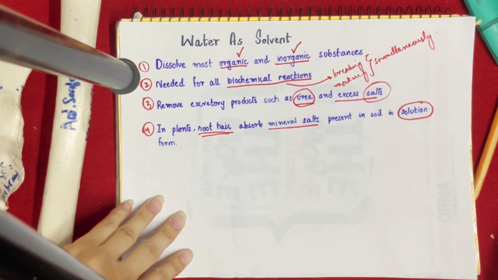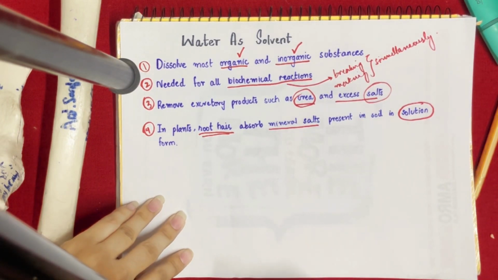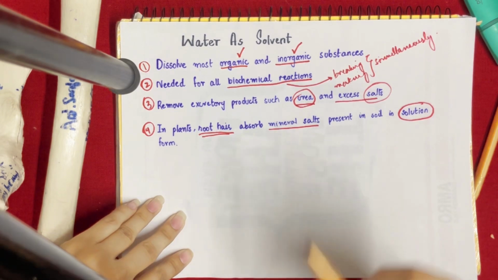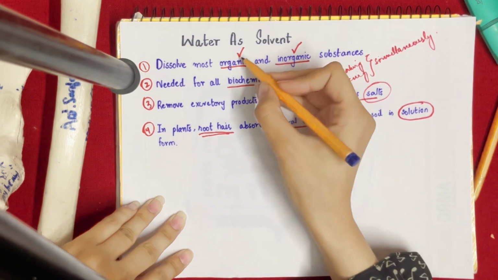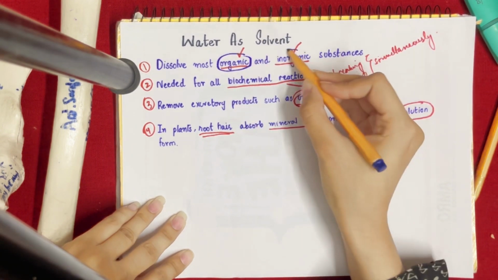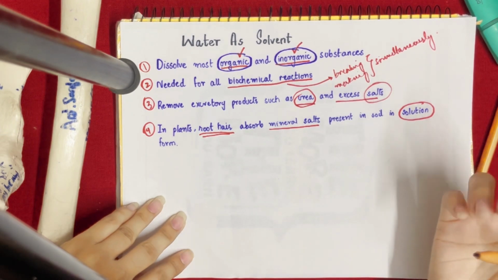Next, we need to learn about the third pointer, in which we were asked about water as a solvent. So how is water considered a solvent? It dissolves most of the organic and inorganic substances. The organic substances and the inorganic substances. Water has the ability to dissolve all kinds of solute in itself.